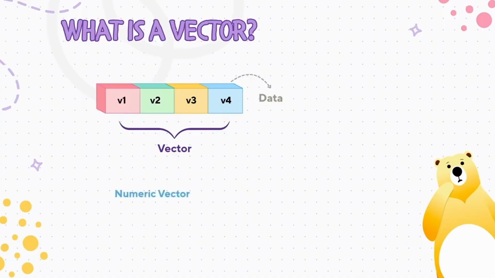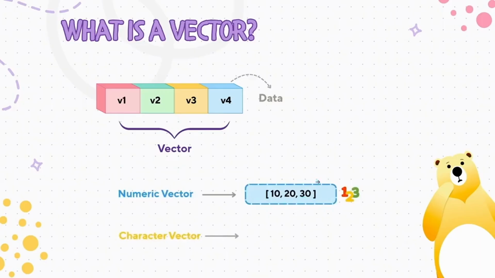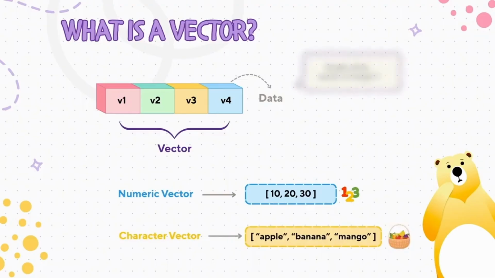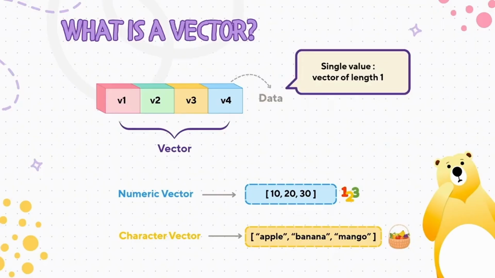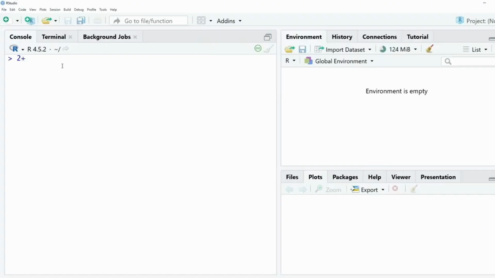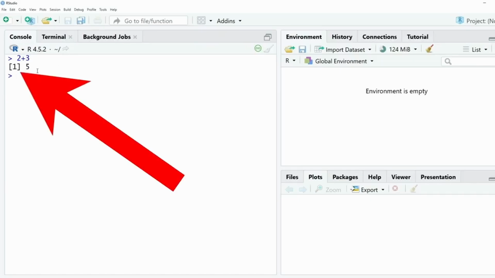And like I said before, the vectors can be a numeric vector like this. It is a collection of 10, 20 and 30, and also character vectors like this: apple, banana and mango. Now R loves vectors. Even single values are treated like tiny vectors of length 1. Now, if you've watched our previous episodes where we have executed functions and code in R, you might have noticed that the result in the console has a 1 next to it inside square brackets, and that is basically the index position of a single valued vector.